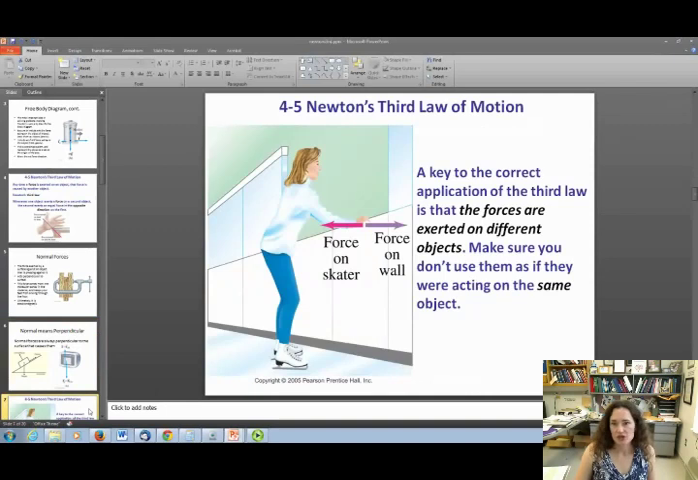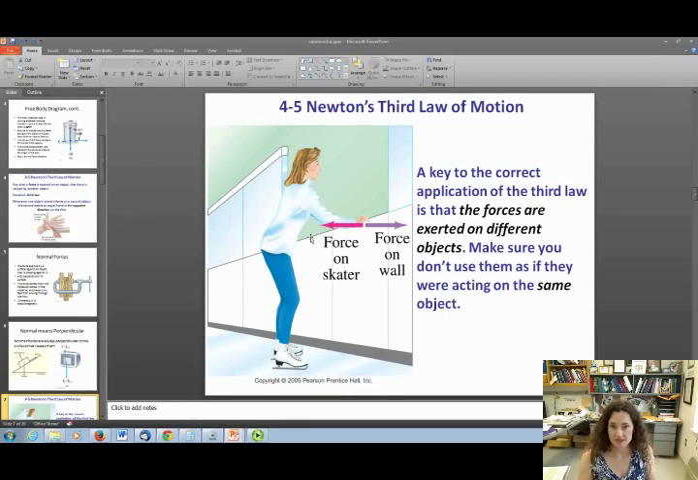Okay, so Newton's third law. Make sure that you understand that a key to the correct application of the third law is that the forces are exerted on different objects. And make sure that you don't use them as if they were acting on the same object. Okay, so here in our example, there's an ice skater, and she's pushing on the wall. And because she pushes on the wall, the wall pushes back on her.